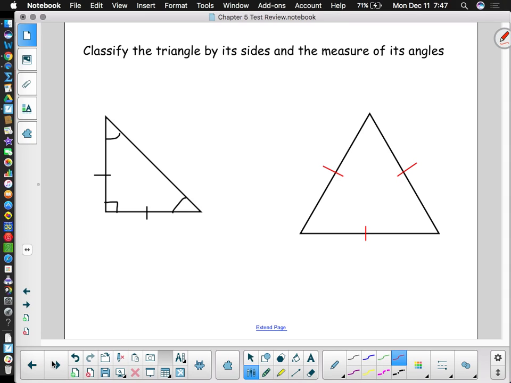Classify the triangle by its side and the measure of its angles. Give all appropriate names. Okay? So by sides and angles, we need two names. So how about this triangle? What's one name we could give that triangle? It is a right triangle. That's classification by angles because right is a right angle. And we always classify by the largest angle. What else is it? Isosceles.